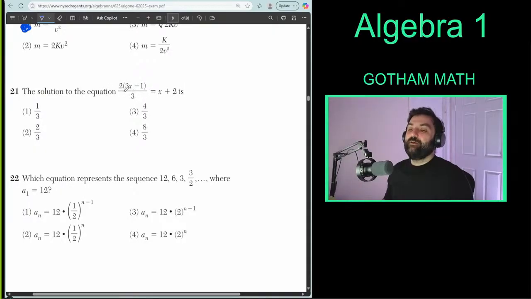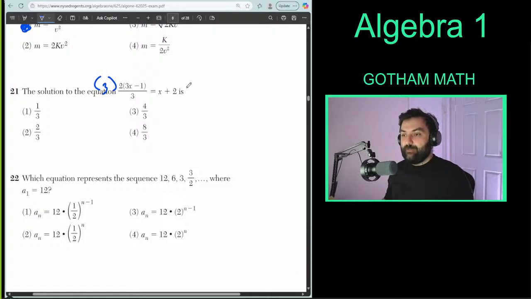When I see a fraction, I want to get rid of it. How? In order to get rid of a fraction, you're attacking the denominator. So in order to get rid of that denominator, what you have to do is multiply both sides by the denominator, and the denominator will disappear.